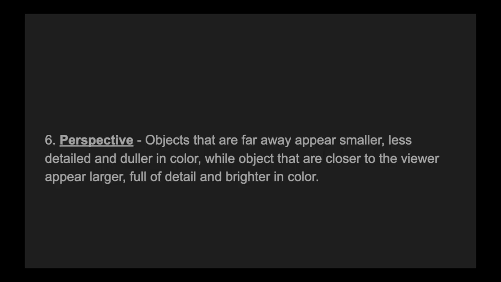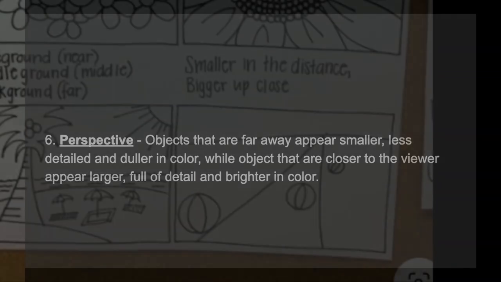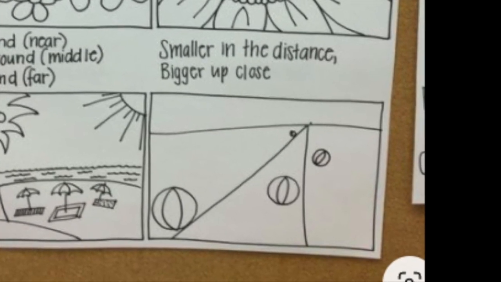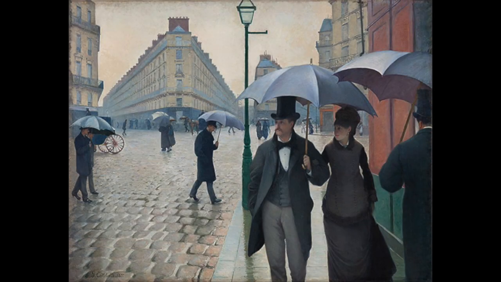The last technique is perspective. Objects that are further away appear smaller and less detailed. And it's the opposite. Objects that are closer are going to be larger and full of detail. In this painting, you can clearly see that there are people in the foreground, middle ground, background. You can see how the people as they move back in space get smaller. You can also see that they look like silhouettes towards the back of the painting.